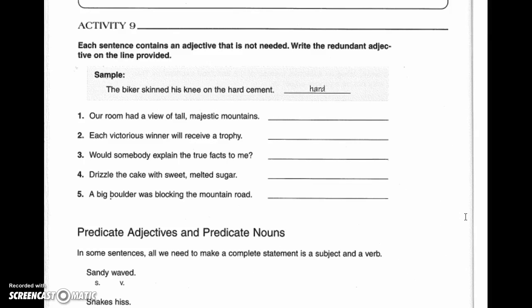Okay, in activity 9, we're going to do the 5 activities, and they're just saying, sometimes in our writing we have redundant adjectives, two words that really mean the same thing, and we're always trying to make our writing more concise and meaningful. So please write out the redundant adjective on your lines 1 through 5.